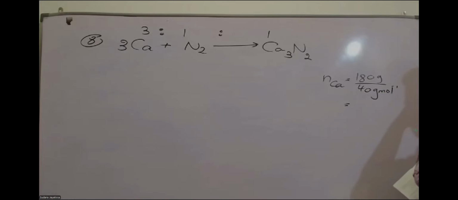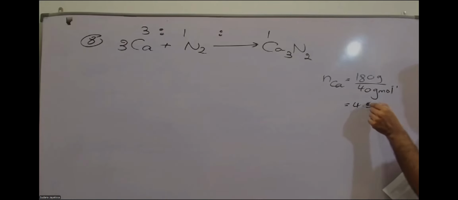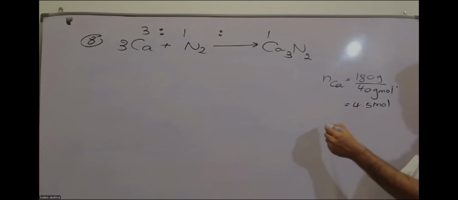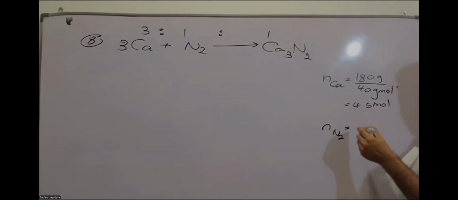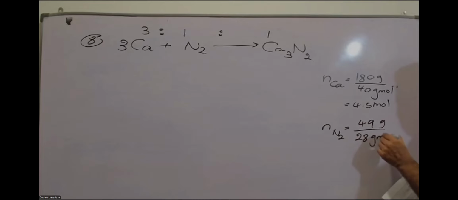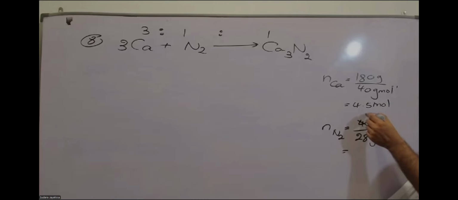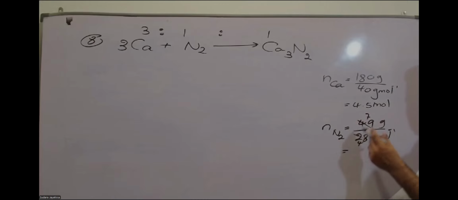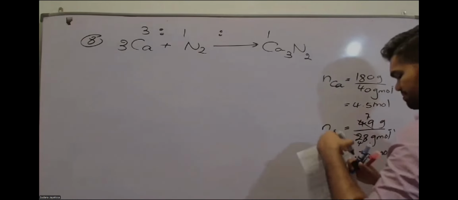Okay. So 4.5 moles. Then you can get moles of nitrogen: 49 grams divided by 28 grams per mole. 28 is divisible by 7. 7, 4, 3.5, 1.75 moles. Right. These are the number of moles we added.